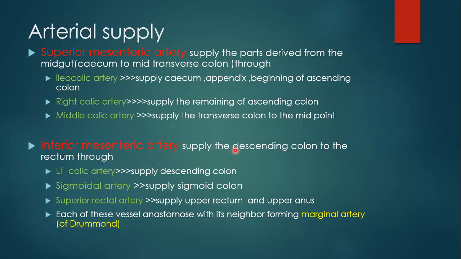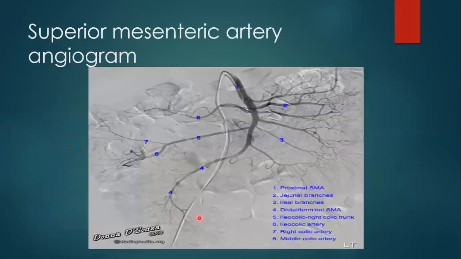Inferior mesenteric artery supplies the descending colon to the rectum through the left colic artery, which supplies the descending colon. Sigmoid arteries supply the sigmoid colon, and the superior rectal artery supplies the upper rectum and upper anus. Each of these vessels of the inferior mesenteric artery anastomoses with its neighbor, forming the marginal artery of Drummond.